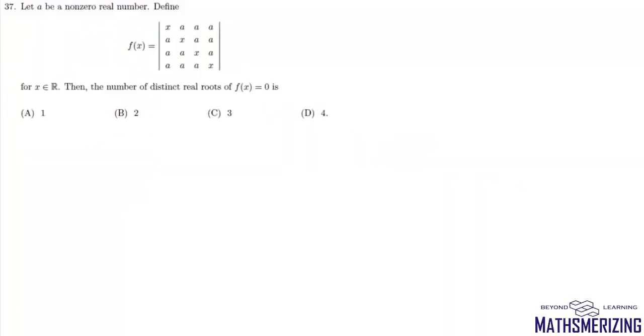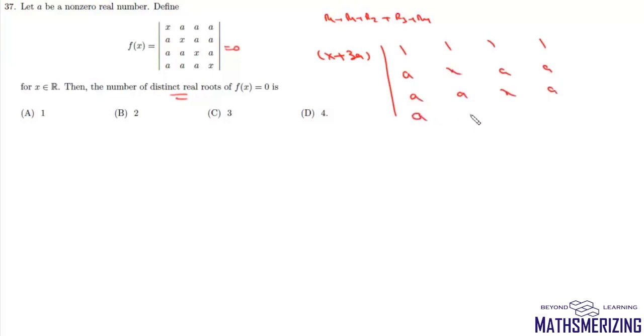Now question number 37 is, if f(x) equals 0, then we need to find the number of distinct real roots. Now what we'll do is, we'll first write R1 as R1 plus R2 plus R3 plus R4. So everywhere it will be x plus 3a. So we can take this x plus 3a common. We'll get x plus 3a and then it will be 1, 1, 1, 1, a, x, a, x, a, and then a, and x, and this is equal to 0.